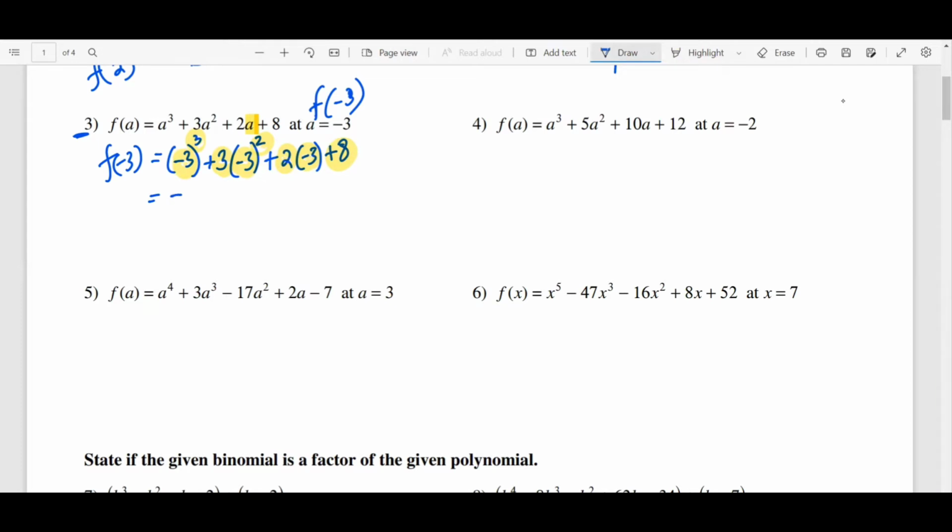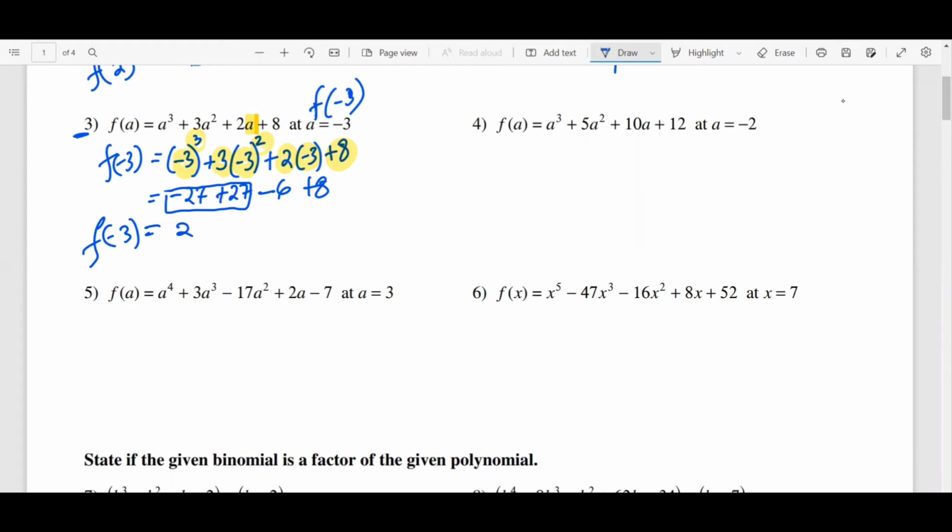-3 to the third is -27. And then what we're going to have here is -3 squared, which is 9 times 3, positive 27. And then we'll have -6 with a 2 times a -3. That's a -6. And then a plus 8. Definitely, the -27 and the 27, that's a 0. And -6 plus 8 is +2. So your f of -3 is +2.